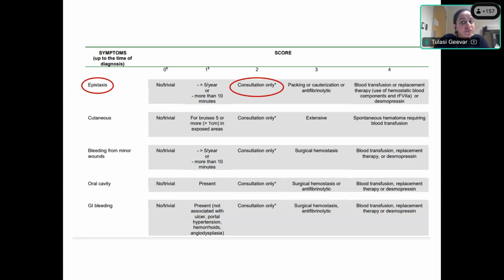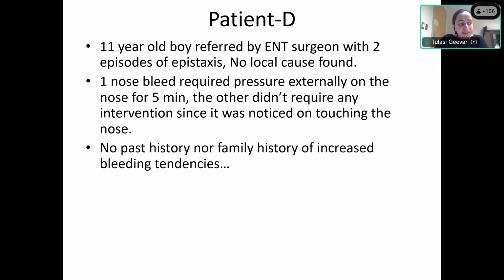But what is a significant score for a child? A score of 3 or more is significant for a child. So even a score of 2 is not significant for a child. So is this patient a bleeder or not a bleeder? Not a bleeder. Yes. If at all it is a bleeding disorder, is it mild or severe? Yes, it is a mild bleeding disorder.